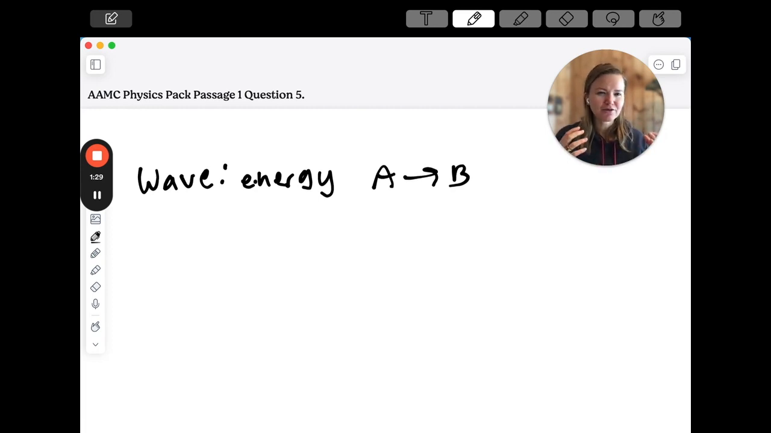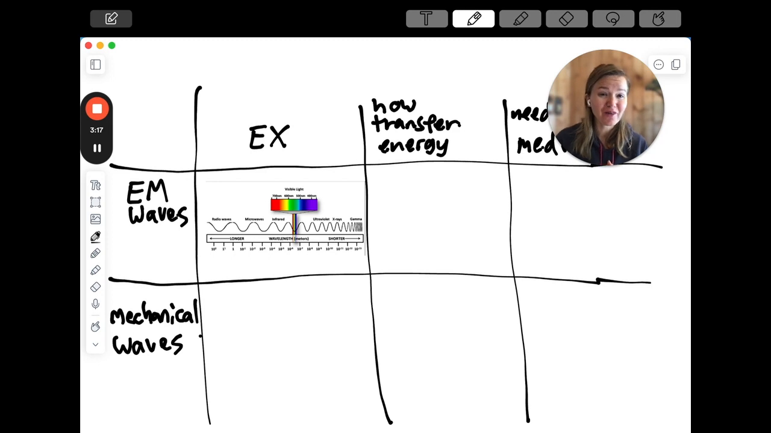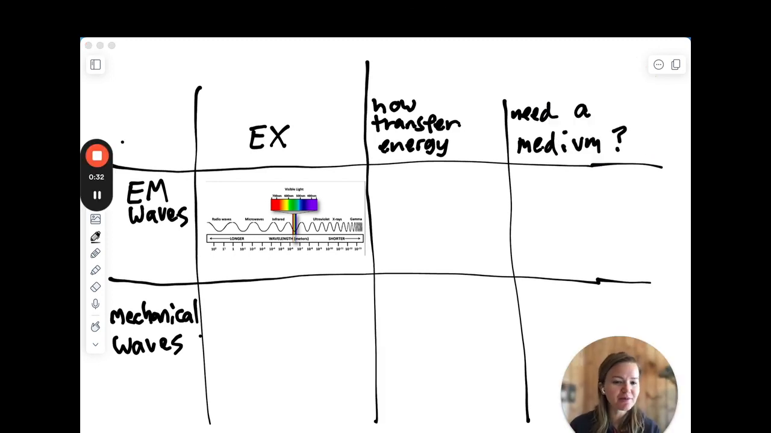Let's make a quick table to review the difference between electromagnetic and mechanical waves. So first, what are examples of electromagnetic waves? Well, we just said light is an example. But remember, we have the whole electromagnetic spectrum here as I pasted in. Now, you should be familiar with this spectrum for the MCAT. You should know where the different types of waves fall within the spectrum.